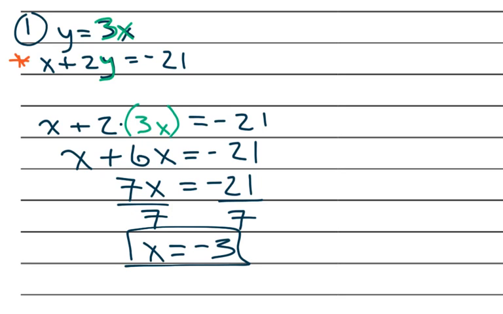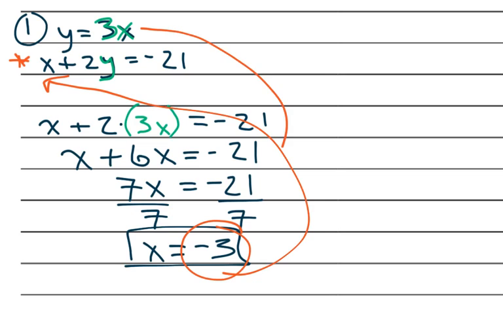Now your work isn't done, and the reason your work isn't done is because you've only found x. You still need to find y. Now this means that I can take x and substitute it in here or there. And as you look at this, you can probably figure out that plugging it in for 3 times negative 3 is going to require the least amount of work.